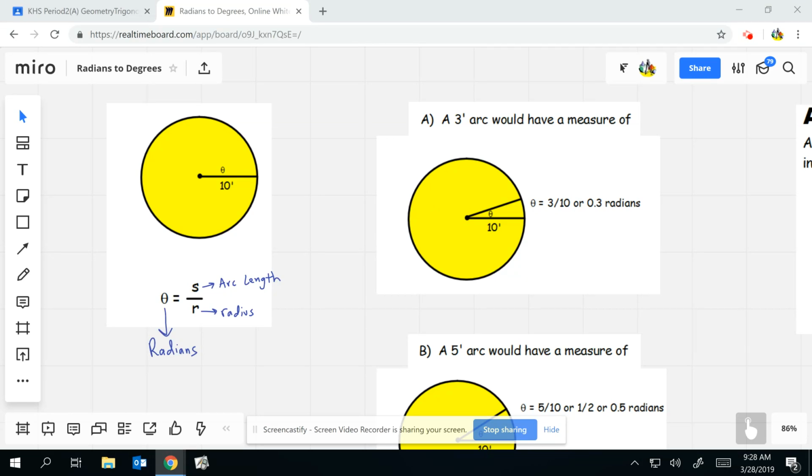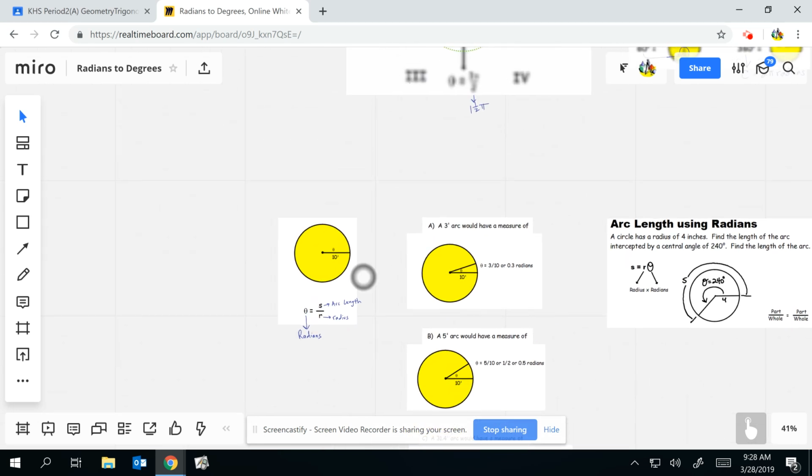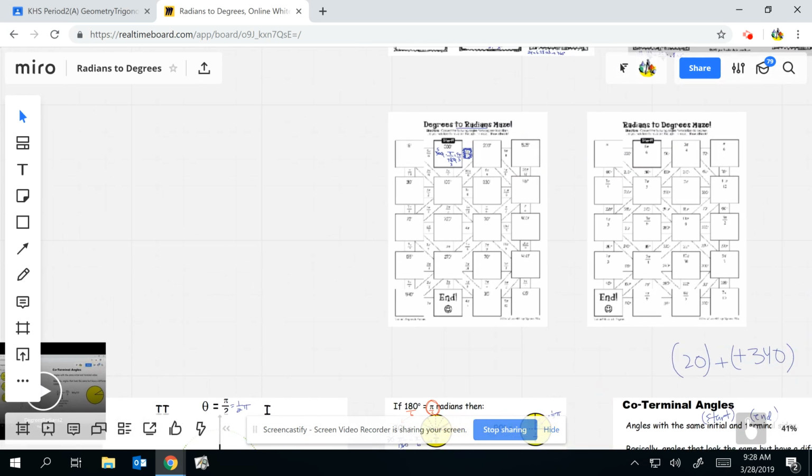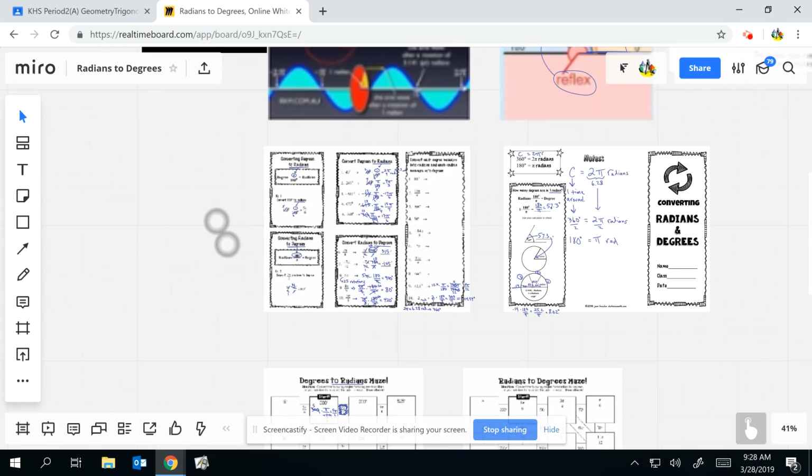Okay, so we are going to finish up our section on radians and degrees. It is technically your 1.1 in your textbook. We have looked quite a bit at what radians are and how we get radians.